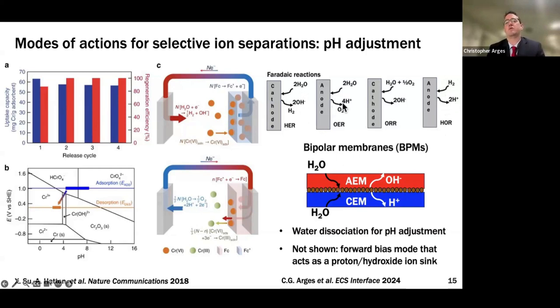The thing with the Faradaic reactions, not in all cases, but especially with the acid cases, you tend to use platinum group metals, and you're generating gas. That can cause a problem within the cell because now you have a biphasic mixture of liquid and gas. With these bipolar membranes, you have water that migrates to the interface of the anion and cation exchange membrane, undergoes dissociation, and can generate hydroxide and proton ions. And then later I'll show you that you can run these things in forward bias mode, where they act as a proton and hydroxide ion sink, and that can also adjust the pH of your solution.